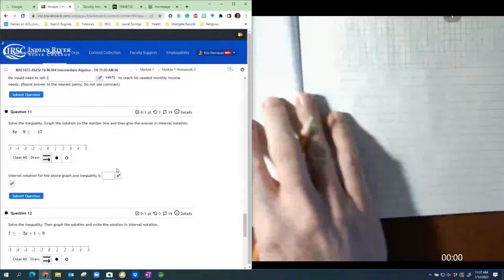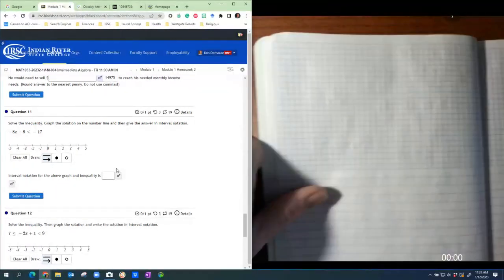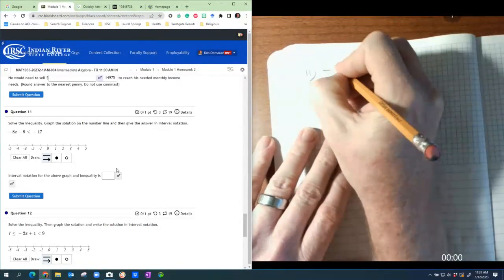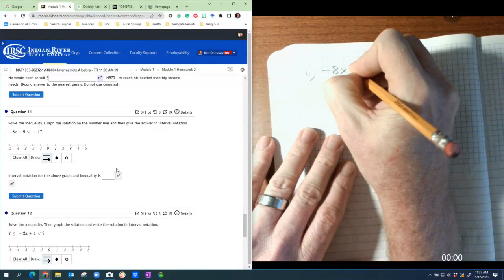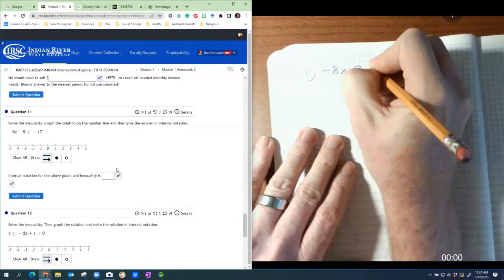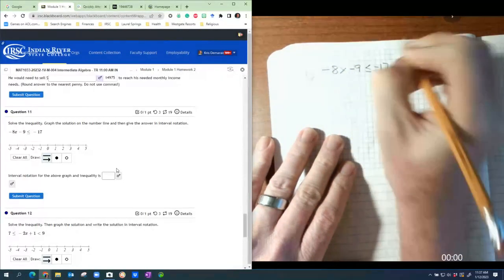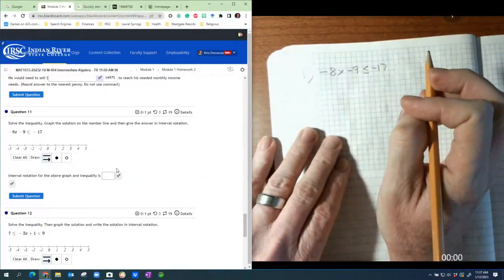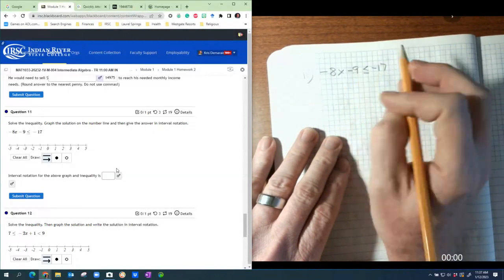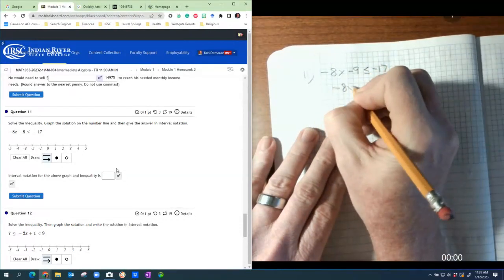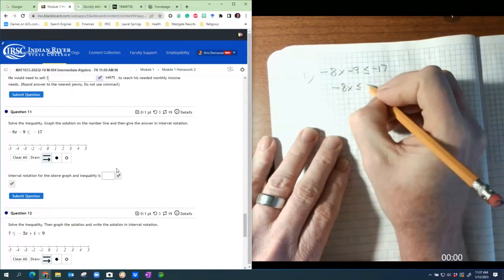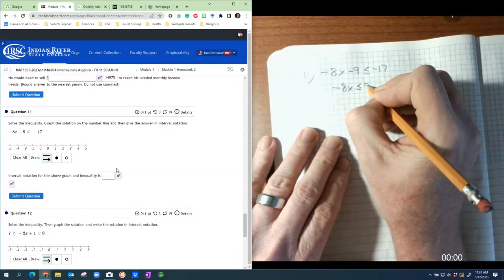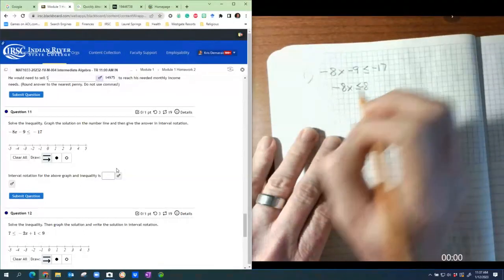All right, now let's do number 11. A lot easier than the one we just did. So for this one, we add 9 to both sides. If we add 9 to both sides, what are we going to get? Negative 8, that is.